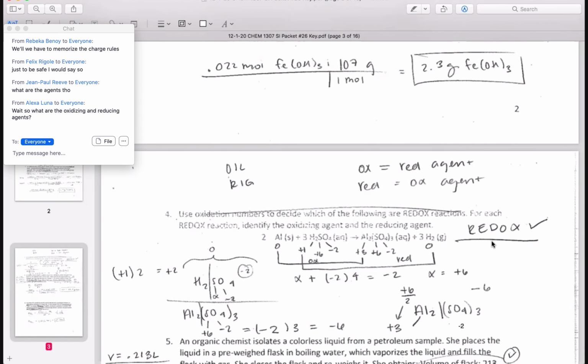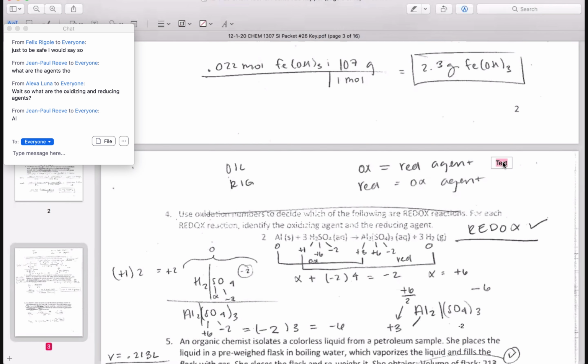Okay, so what are the agents? Oh, I forgot to put that, I'm sorry. So let's talk about that real fast. Remember that the thing that is being oxidized is the reducing agent. Thank you for reminding me to do that. So the thing that is being oxidized is the reducing agent. So which element here is being oxidized?